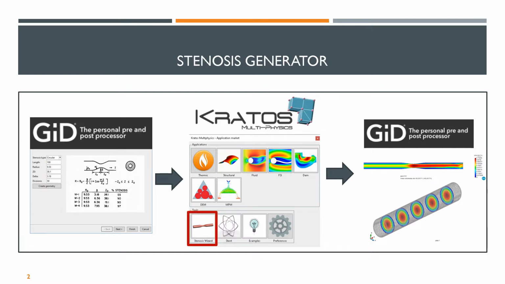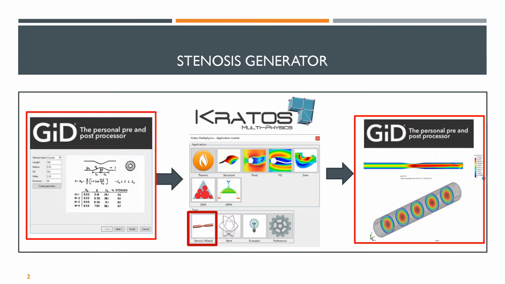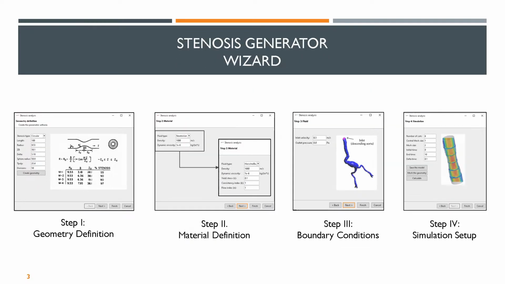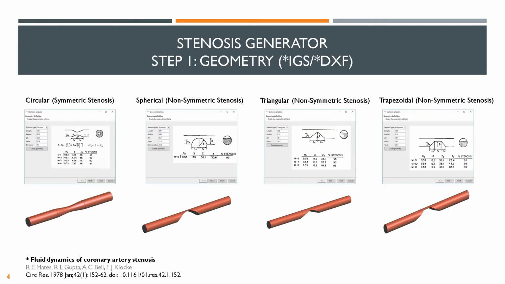We are using all GiD pre and post capabilities to generate the stenosis model and the CFD Kratos solver to obtain the main cardiovascular indicators such as pressure drop, wall shear stress, temporal wall shear stress, amongst others. Stenosis Generator consists of 4 steps: geometry definition, material definition, boundary condition, and simulation setup. Here we have step 1 of the wizard, geometry definition.